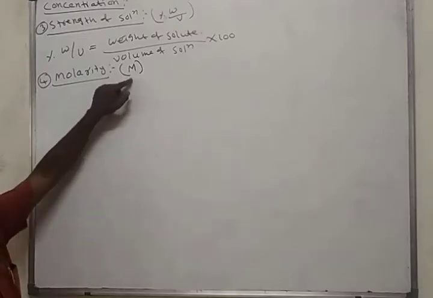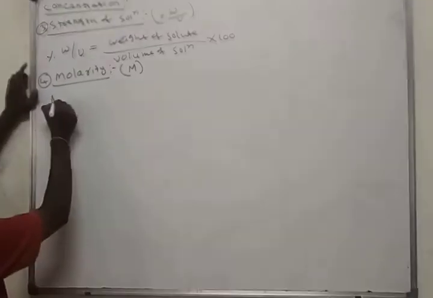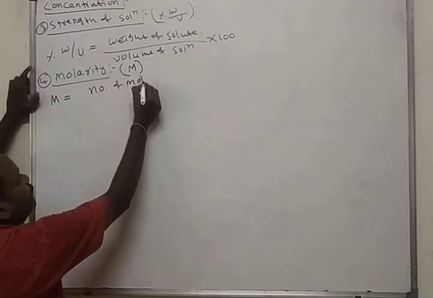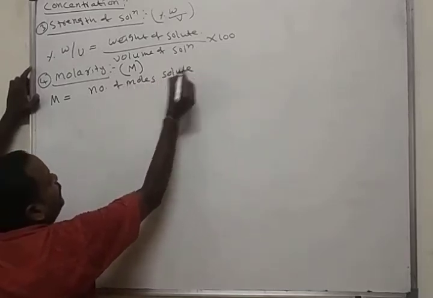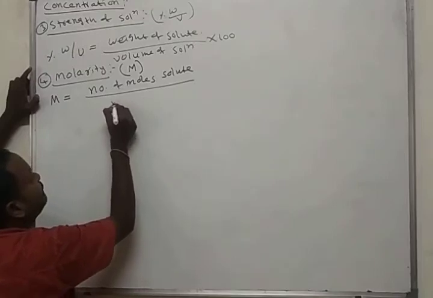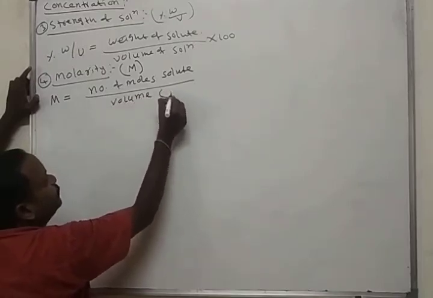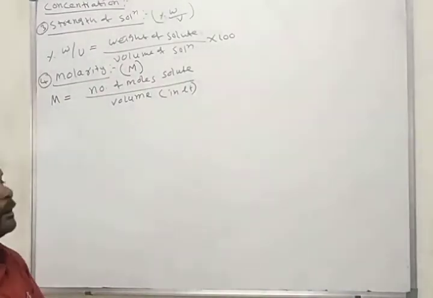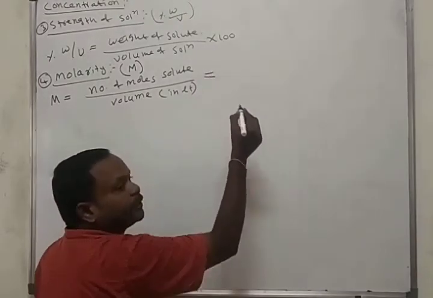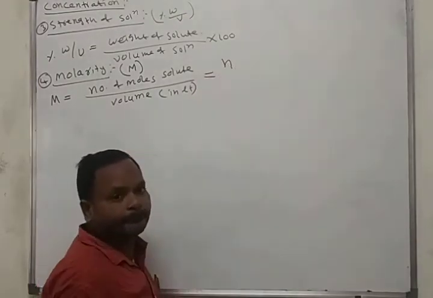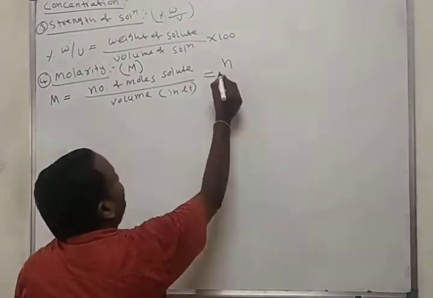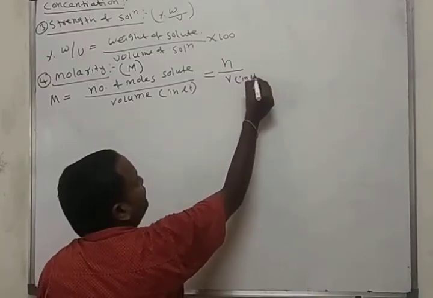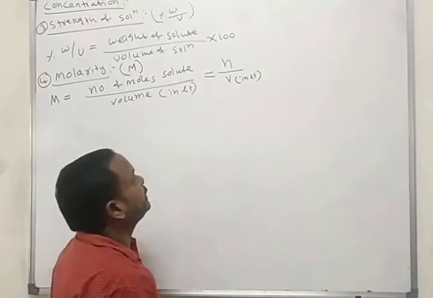What is the symbol for molarity? M. M is equal to, what is the principle? Number of moles of solute present in 1 liter solution we call molarity. Here number of moles of a solute is indicated with small n. Volume of the solution is indicated with V in liters. You should write the volume in liters.